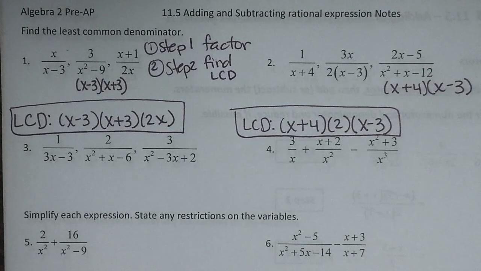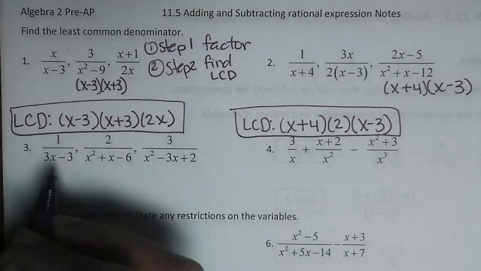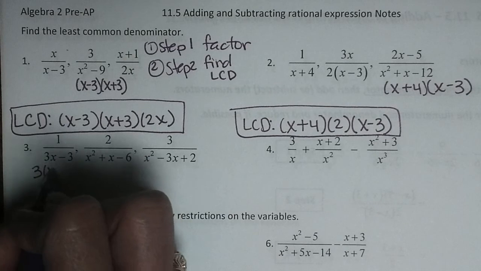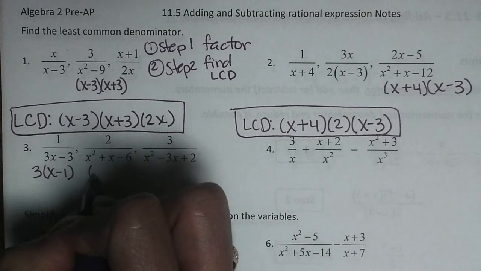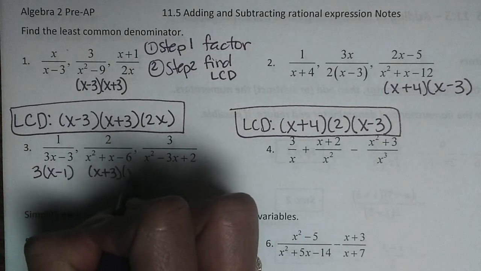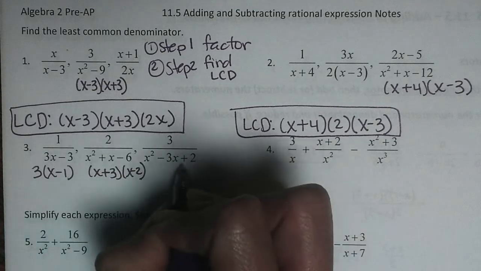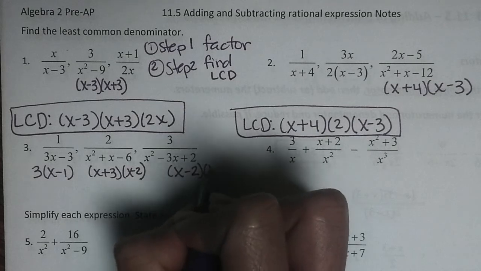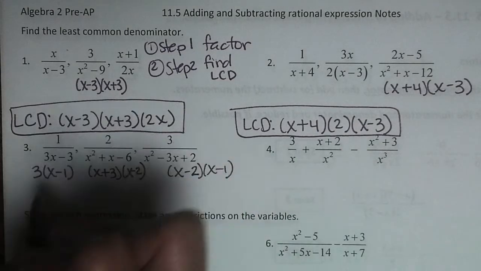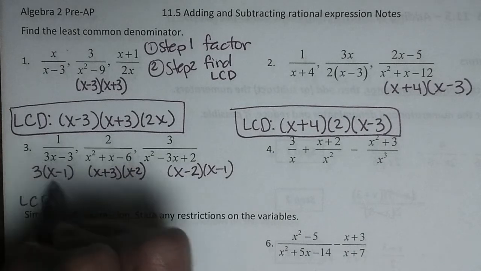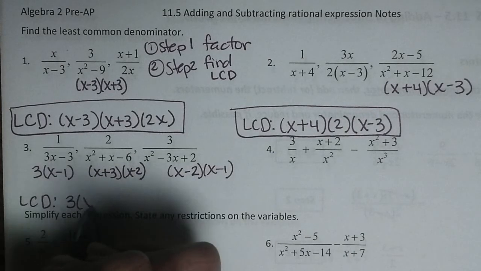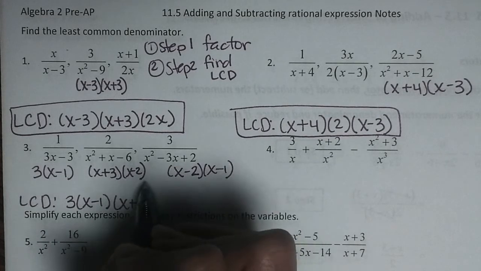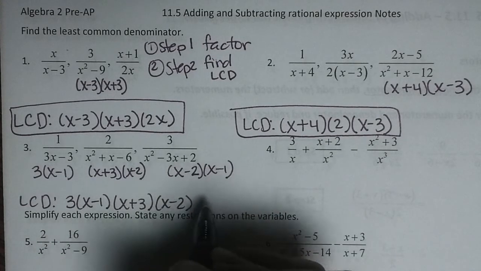Okay, so hopefully you tried number 3, and step 1 is to completely factor, even if you just factor a constant like this. So take out the 3 times x minus 1. This would be x plus 3 times x minus 2, and this would be x minus 2, x minus 1. So then your LCD should have been the 3 times x minus 1 times an x plus 3 times an x minus 2, and then that's it.